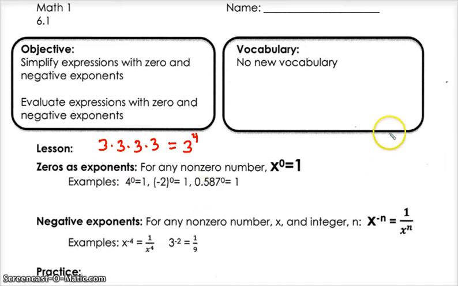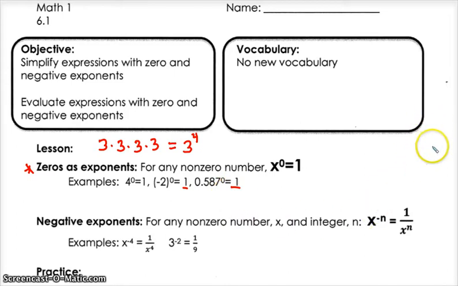Well, today we're going to look at what happens if 0 is my exponent, or what happens if a negative number is my exponent. First is zeros as exponents, and this is an easy one. If 0 is the exponent, 1 is the answer. In other words, any number to the 0 power is 1. So for example, 4 to the 0 power, 1. Negative 2 to the 0 power, 1. 0.587 to the 0 power, 1. Any number to the 0 power is equal to 1.